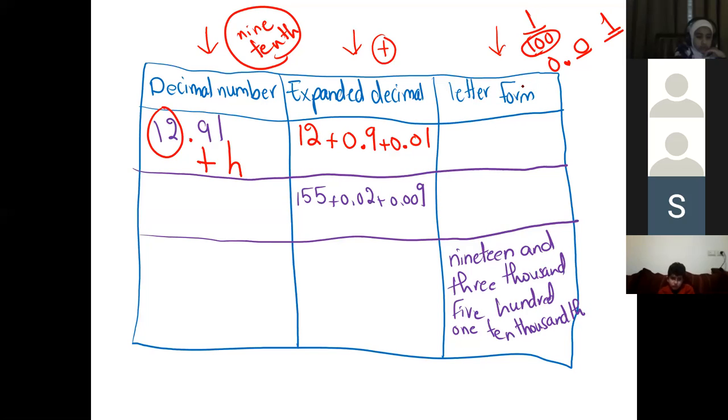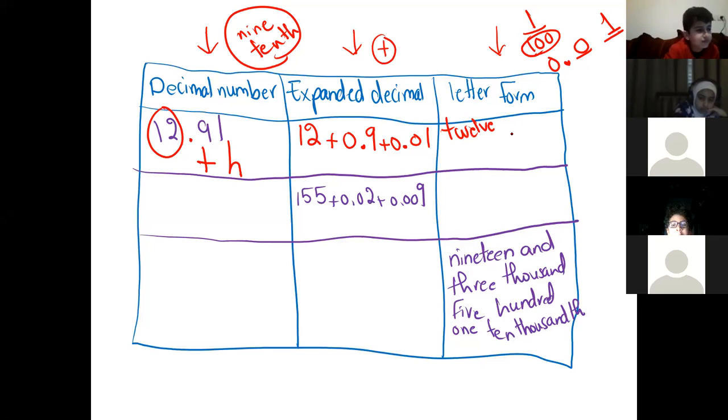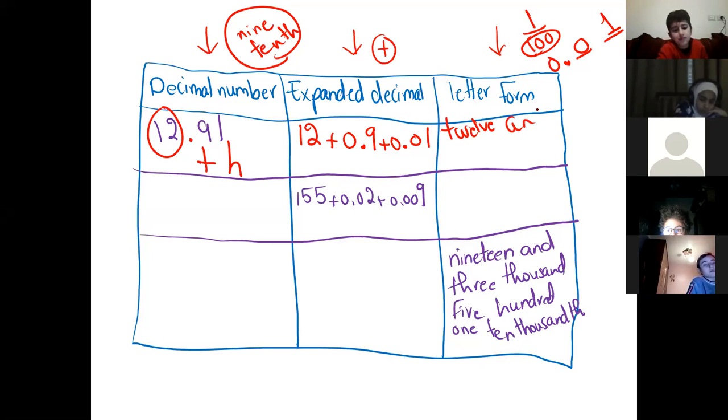Letter form. How do we write it in letters? First, we write the whole part. What is the whole part? 12. The point is written as what? And. What is the decimal part? 91.